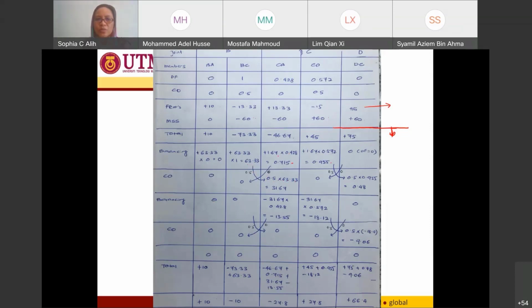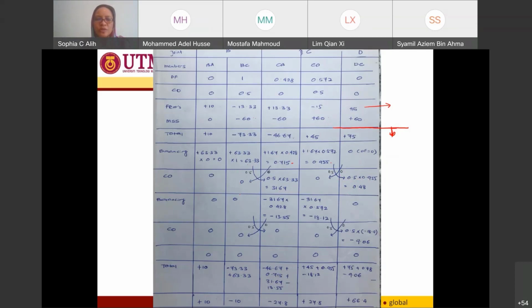And from C to B is 0. So C to B is 0. And from C to D is 0.5. So C to D is 0.5. And D to C is 0, so it's 0 in here. Now in the end, I have this value, 31.67, and this one. So I have to balance the joint.